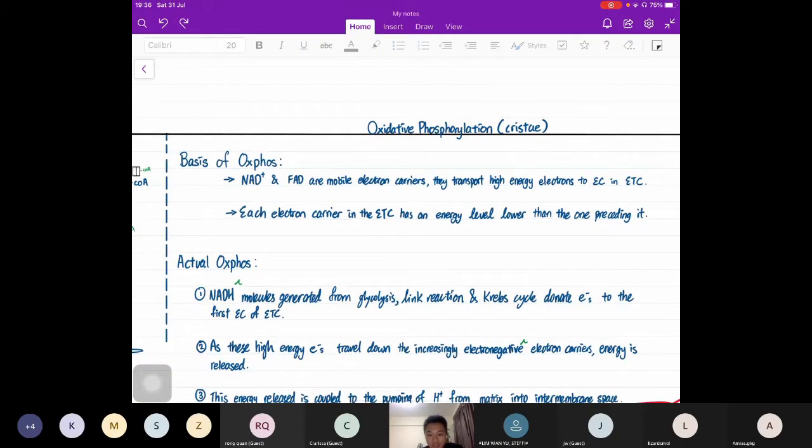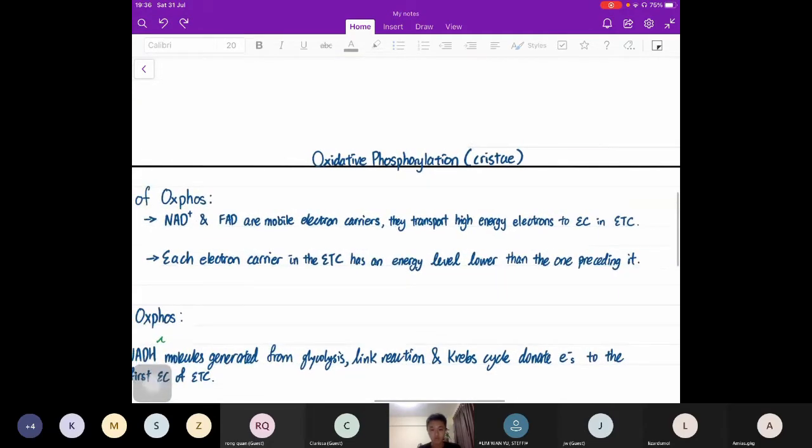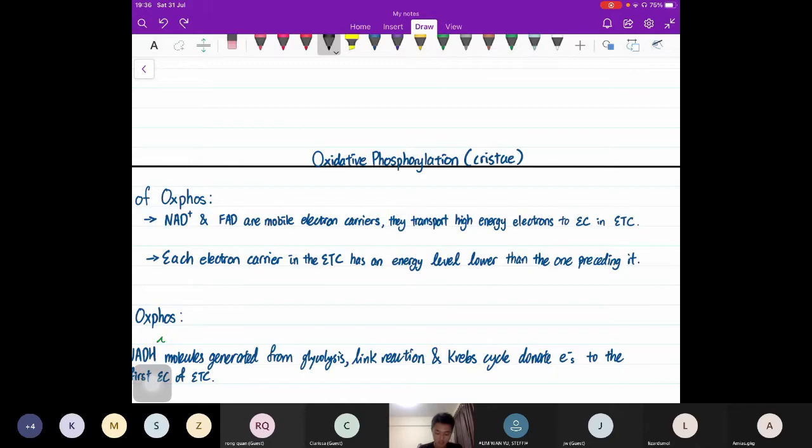So let's talk about the basis of oxidative phosphorylation first. The basis of oxidative phosphorylation is that your NAD plus and your FAD molecules are your mobile electron carriers. They carry your electrons and they can move, and that's why they are mobile electron carriers. Contrast your mobile electron carriers with your electron carriers in your ETC, your electron transport chain. Electron carriers in your electron transport chain cannot move, and therefore they're not called mobile electron carriers.